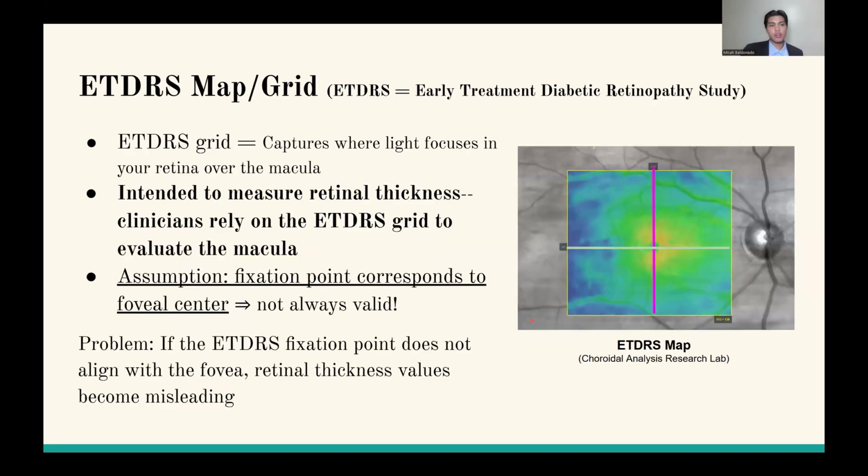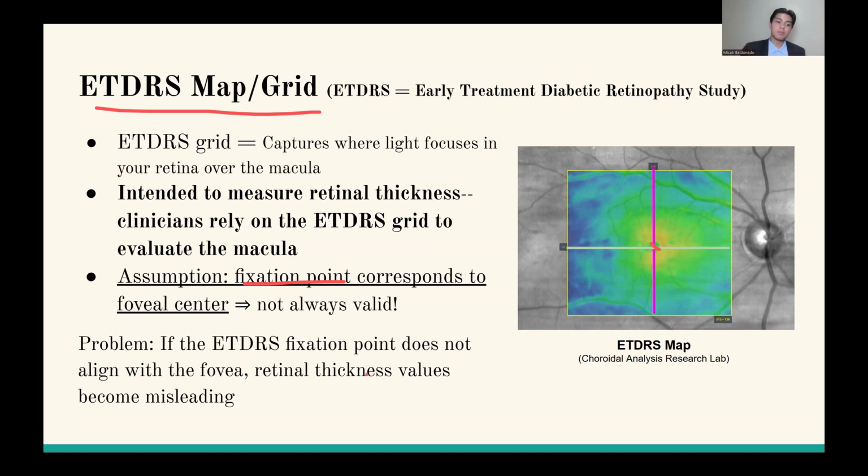Now, to understand our research, you need to understand an ETDRS map, or grid. These basically capture where light focuses in your retina over the macula, and they're intended to measure retinal thickness. Clinicians rely on these grids to basically evaluate the macula. And the common assumption about them is that this fixation point in the center corresponds to around where the foveal center would be, or where the fovea is in general. But this assumption is not always valid, especially in the cases of more advanced pathologies.